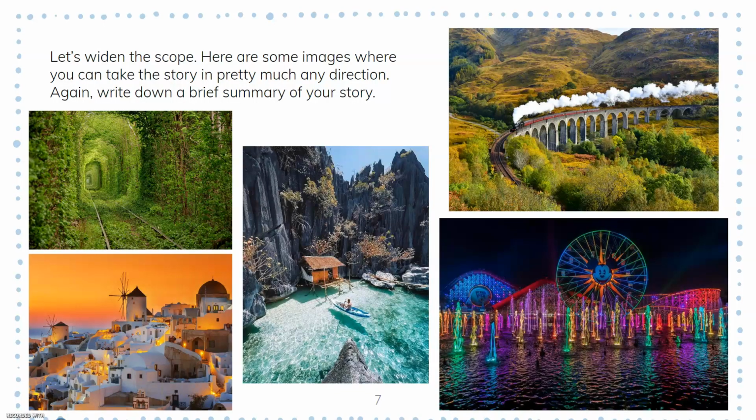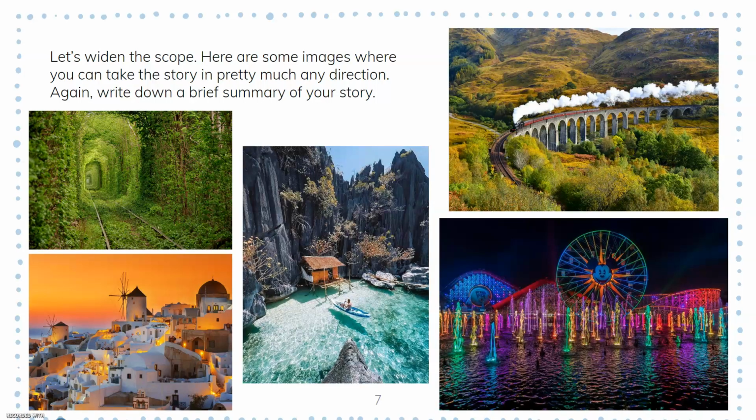All right, now we're gonna get a little bit more broad. We're gonna widen the scope a little bit. So here are some images where you can take the story in pretty much any direction. And again, just write down a brief summary of your story. Do one image, do two, do however many you want. And I'm gonna go over each image and just talk about them in case you were wondering. So I'm gonna start from the left and go to the right.